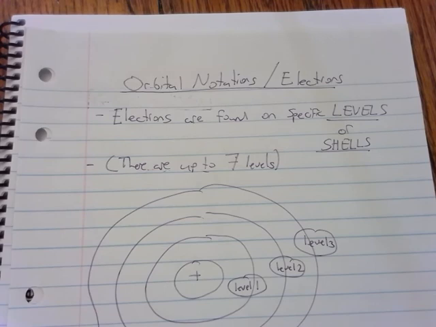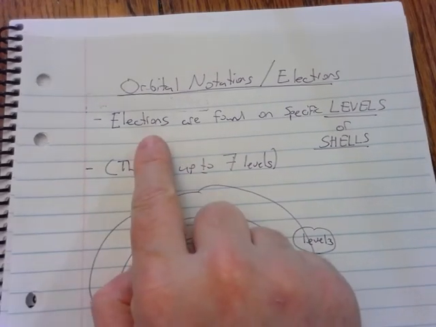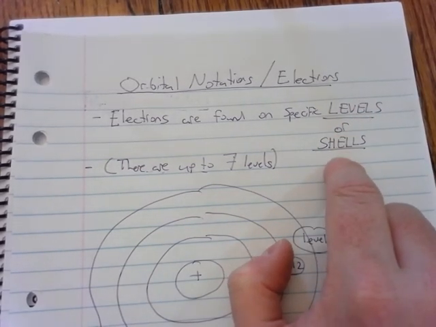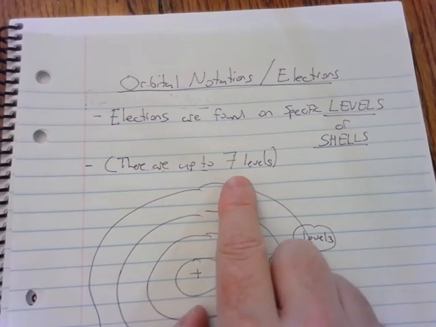So first of all, what exactly is an orbital notation? We already talked about how the electrons are located somewhere outside the atom, but we didn't specify where outside the atom. So first, let's note that electrons are found in specific levels or shells around the atom. And there are up to 7 levels of electrons.